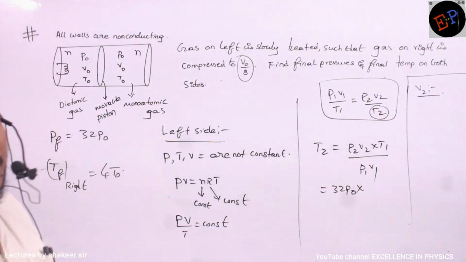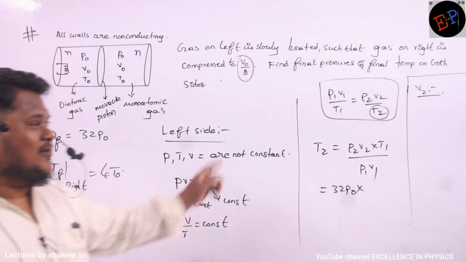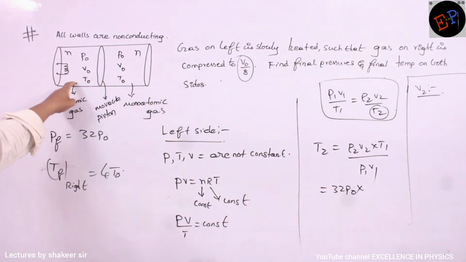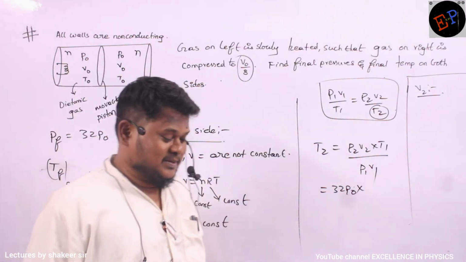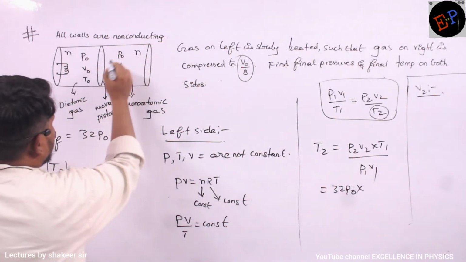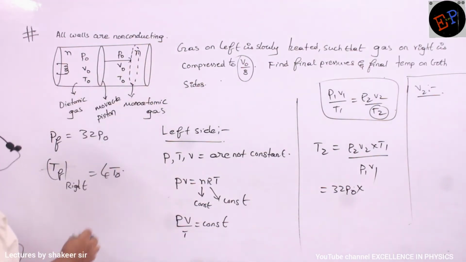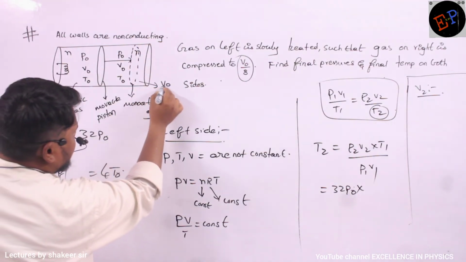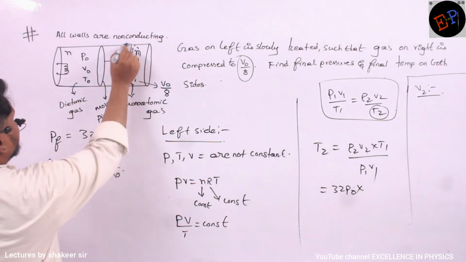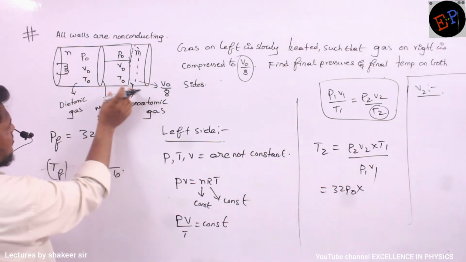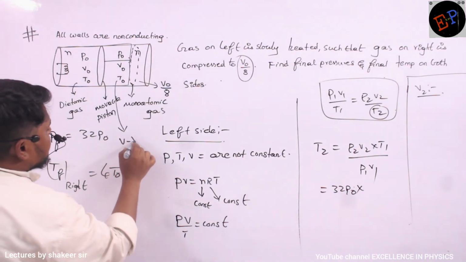Final volume on the left side is how much? V0 by 8 is gone. See, here what is happening? This piston has moved up to here. What is this remaining volume? This is V0 by 8. It means now this total volume will become the volume on the left side. So if V0 by 8 is gone, what is this remaining volume? This is V0 minus V0 by 8.